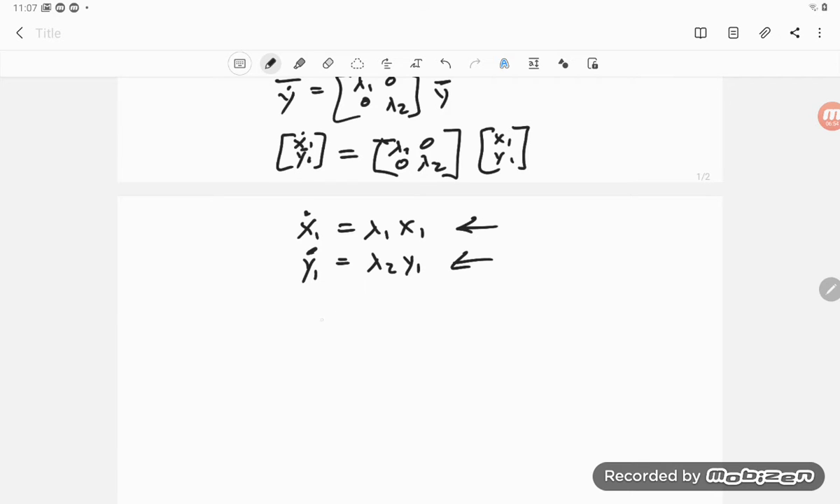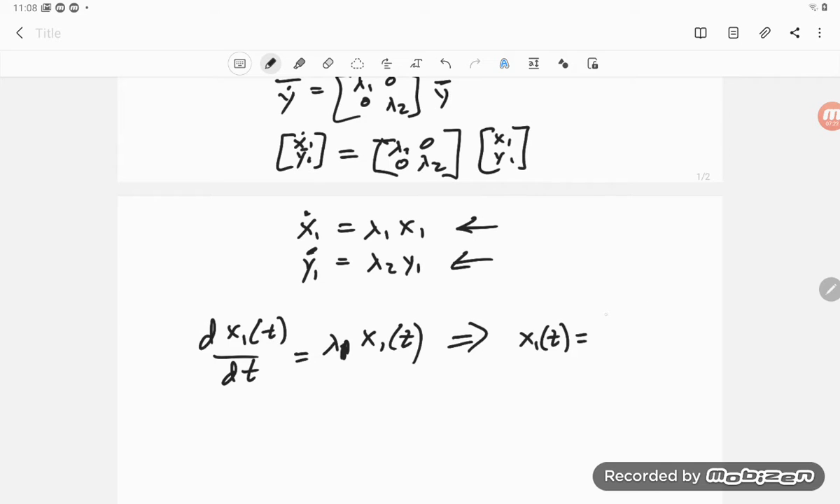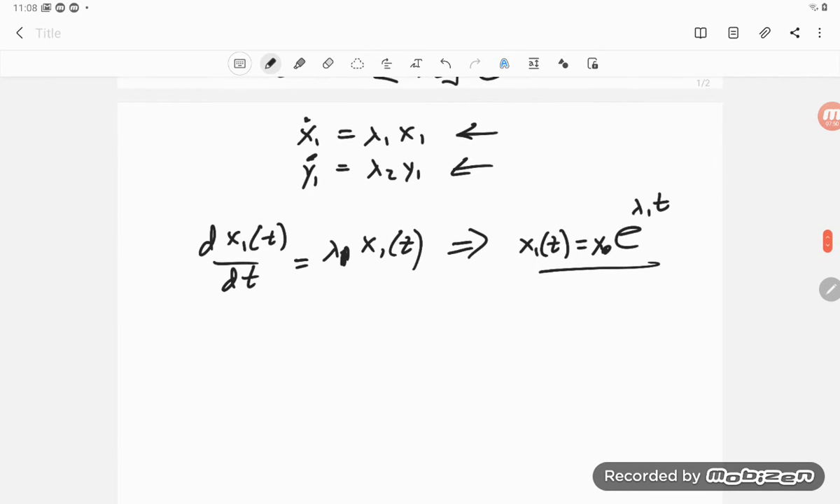because what you're saying is I have a function of t, right? I have the derivative of some function x1 of t with respect to t is equal to a constant, lambda 1 in this case, times the function itself. Okay, well, I know what kind of functions do that. That implies that x1 of t is equal to some constant of integration, and I'm going to call it x0, times e to the lambda 1 t. Right? You can take that derivative and see that it does satisfy that differential equation. And similarly, we have that y1 of t would be some constant y0 e to the lambda 2 t.